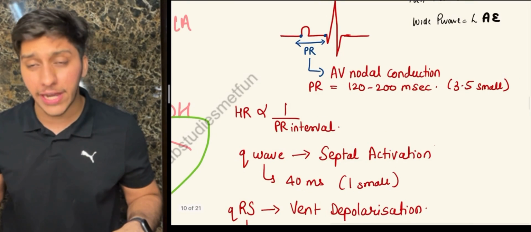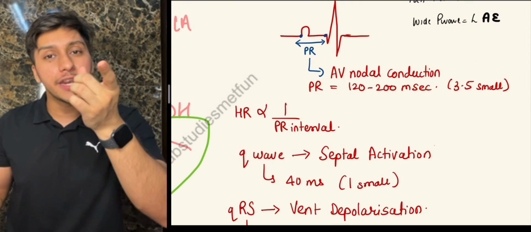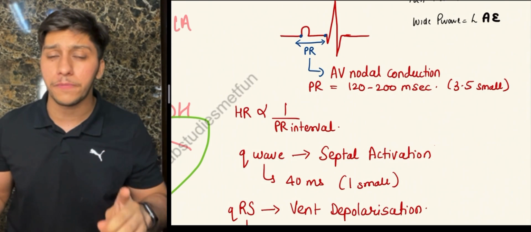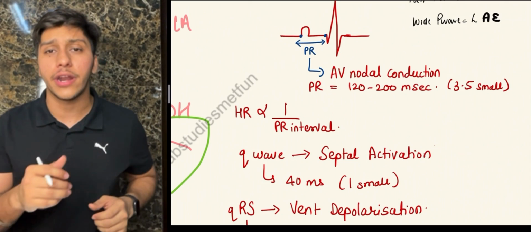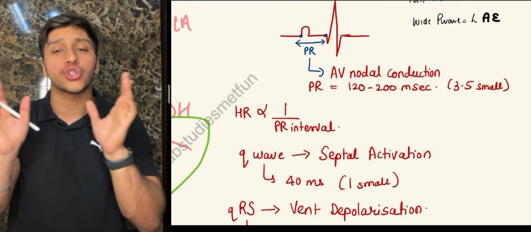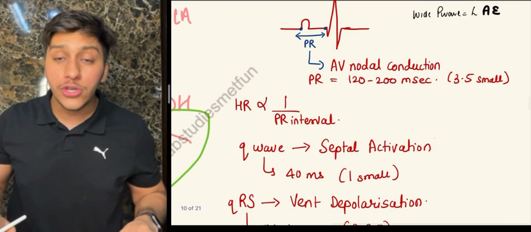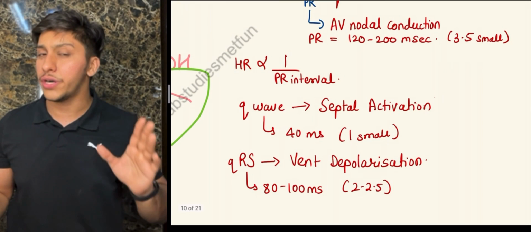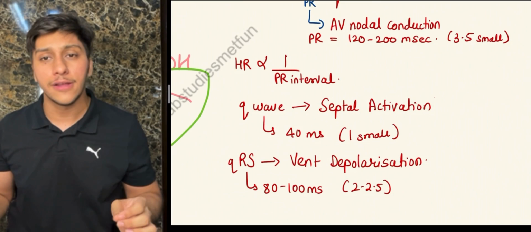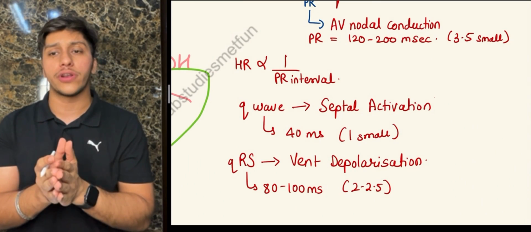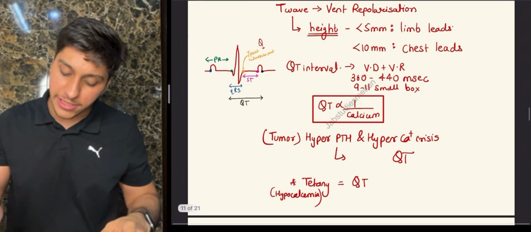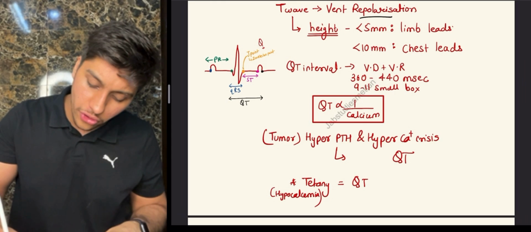Other factors which you have to remember is your heart rate is inversely proportional to the PR interval. Which means scenario wise, if I'm running right now, if I'm in the gym, my heart rate is going to be very fast, due to which my PR interval is going to be short, less than 120 milliseconds. Okay, Q wave is the septal activation. We already discussed the value of Q wave is going to be one small box, which is 40 milliseconds. QRS, as we already discussed, ventricular depolarization, 80 to 100 milliseconds. Okay. Next slide, we already discussed the T wave, ventricular repolarization, normal height which we want.